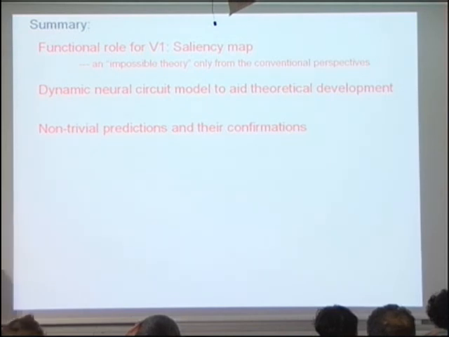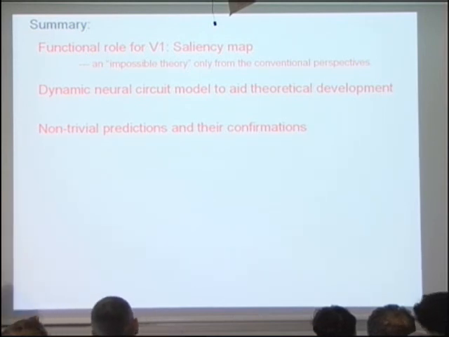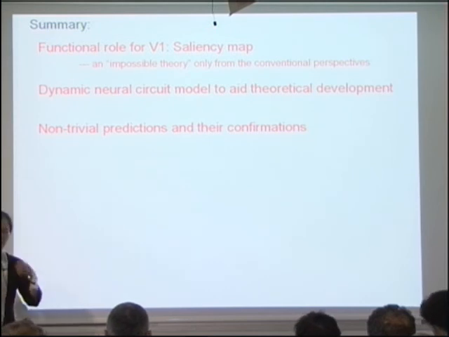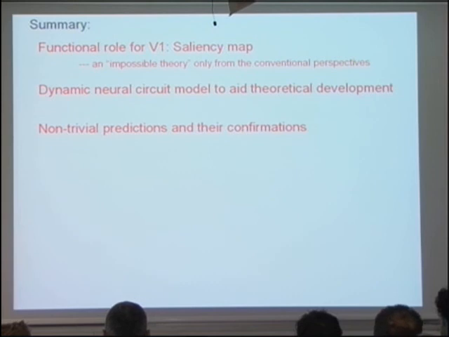You have this retina to optic tectum, you know, the frog. So if we copy from the frog, we can arrive at this V1 theory much more easily than if we think too smart, like a higher level cognition. And then to arrive at that, you need a dynamical neural circuit to help develop enough confidence about this big departure from traditional ideas, and it's a non-trivial prediction.